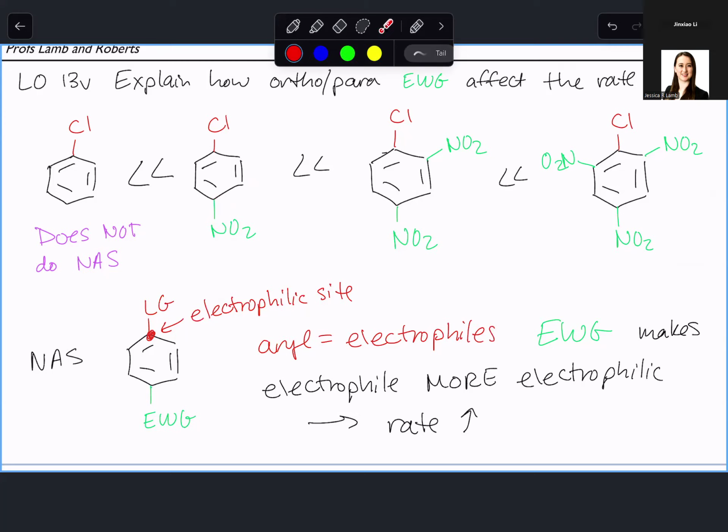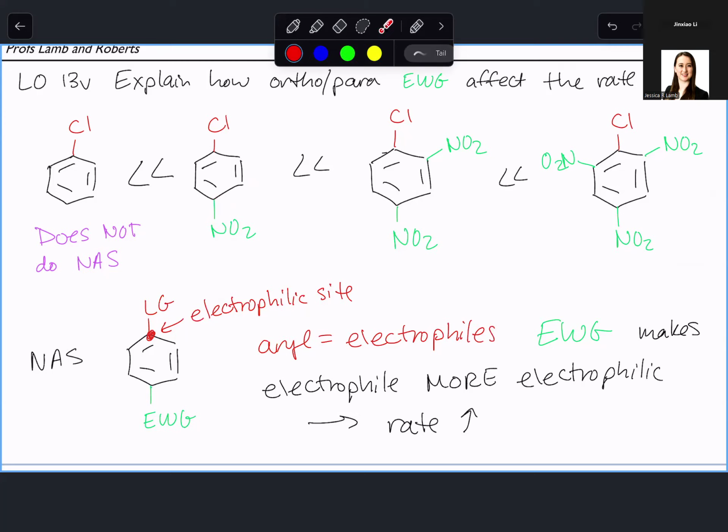Okay, so that's the electron withdrawing group and the positions and how that matters. Now let's talk about the leaving group. So our next learning objective is 13W. Explain how the leaving group affects the rate of NAS.